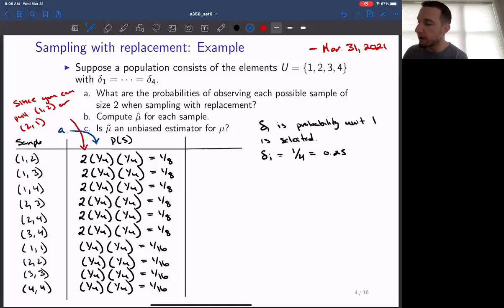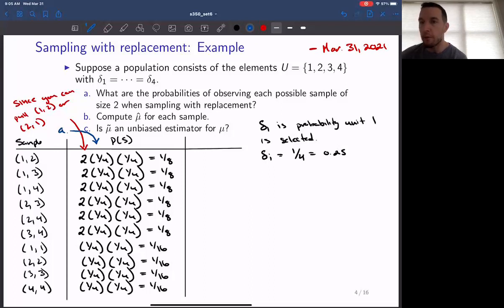All right, so we are sampling with replacement, which means that the probability that each unit enters the sample is never going to change. Now, for the first sample, we have the sample that contains the elements 1, 2. We have P of S is equal to 2 times 1 over 4 times 1 over 4.